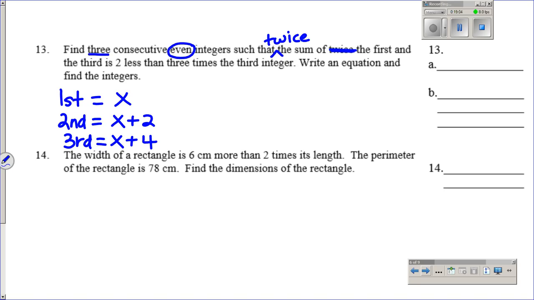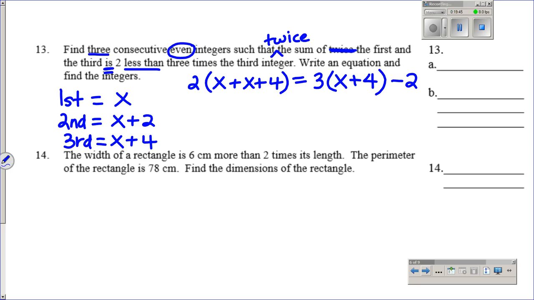So what we need to do is we need to get the sum of the first and the third, and we're going to have to multiply that sum by 2 because it says twice the sum. So we're going to say 2 times sum means we're going to add the first number and the third number. So x plus 4. Here's your keyword is, so that's where you're going to put your equals, is 2 less than, so remember that's a turnaround word, we're going to subtract it at the end. So we're going to say 3 times the third integer first, so 3 times x plus 4, and then we're going to subtract the 2 at the end. So this is our equation.